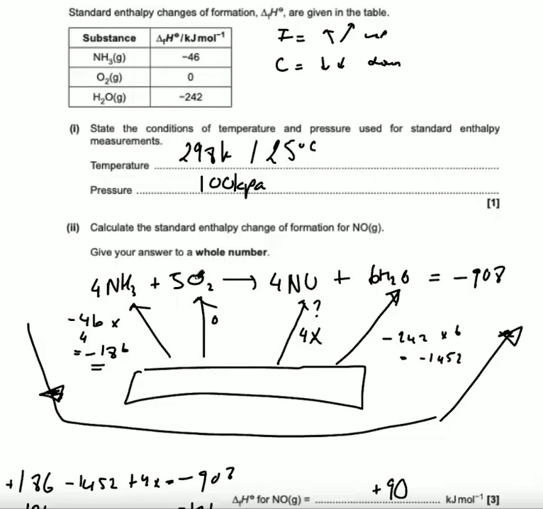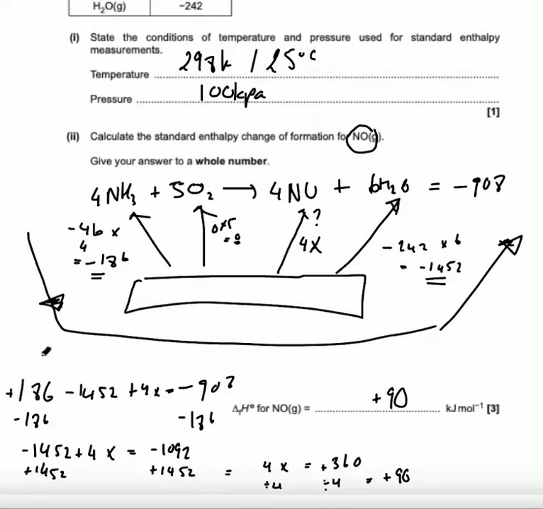Right, oxygen is just an element on its own, so it's going to be 0. Even though it's a ratio of 5, 5 times 0 is still 0. Now 4 NOs, but that's what we're trying to calculate, so I write 4 lots of X, which is the value I'm trying to work out. Now H2O, I have minus 242, and I've got 6 lots of them, so it's minus 242 times 6, which gives me minus 1452. Now I write it down in the equation.